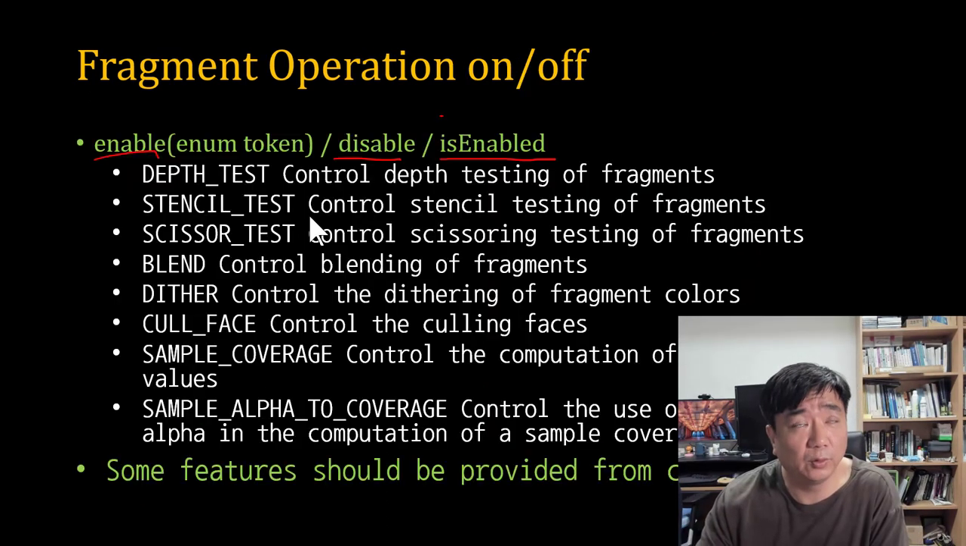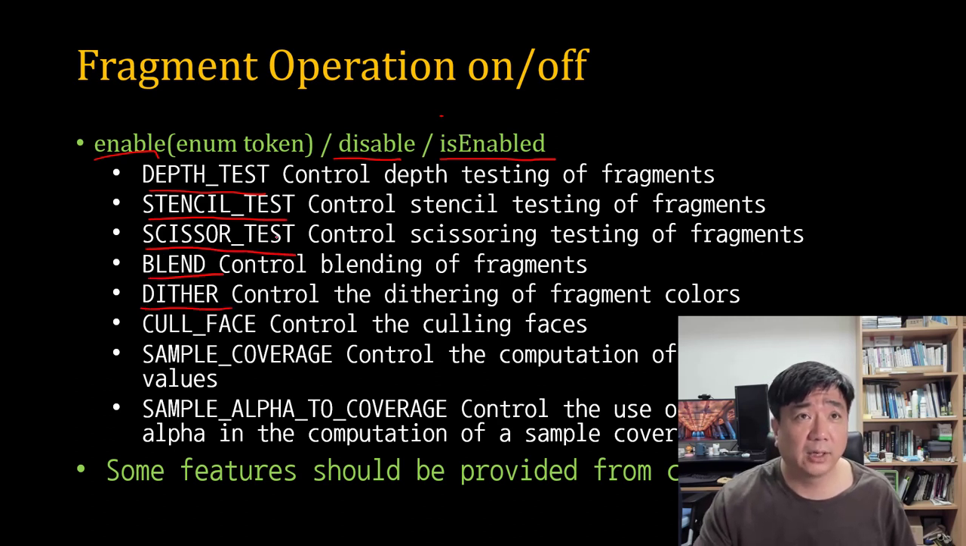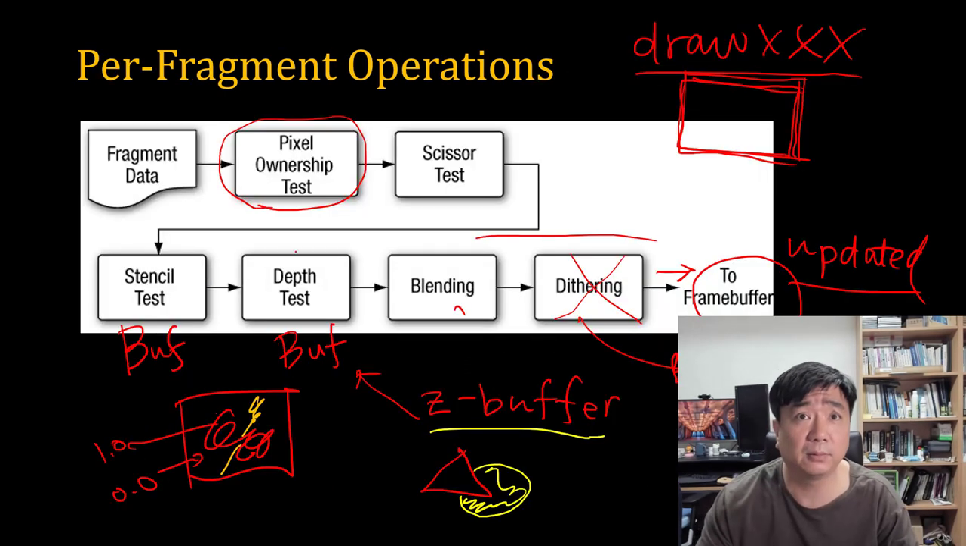If we want to control the fragment operation, we can use the enable API or the disable API. If you want to check whether something is enabled or not, there is the isEnabled API. We can use it with tokens such as depth test, stencil test, scissor test, and blend, so we can enable or disable those functions. There is another function, cull face and sample something. These two operations do not appear in the fragment operation.